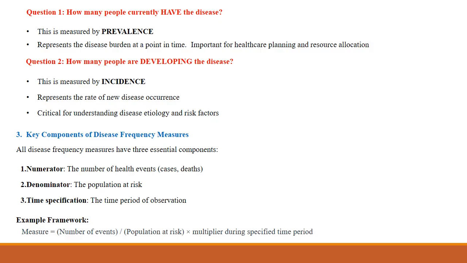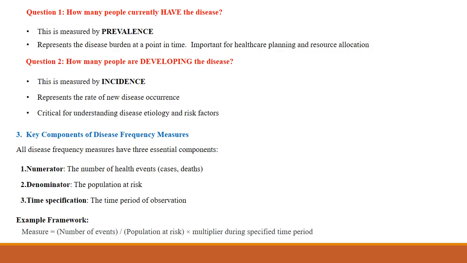Now, what are the key components of disease frequency measures? There are three essential components: numerator, denominator, and time specification. The numerator is the number of health events, like how many cases and how many deaths. The denominator is the population at risk. Actually, when we discuss the past and future perspectives of disease measures, we also consider a large population to conclude the result. And the third is the time specification, the time period of the observation.